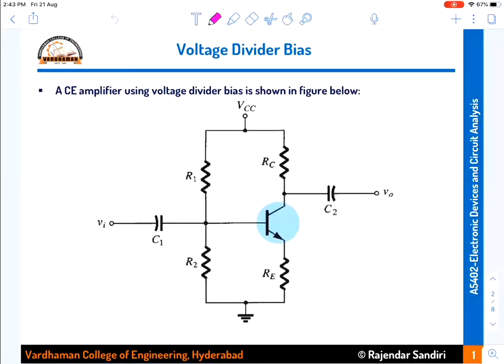A CE amplifier using voltage divider bias is shown in the figure below. Here the biasing elements are R1, R2 and RE, and the remaining RC is your load resistor. The transistor is there, the input is AC VI, and the output is AC V0, and these are connected to the transistor circuit by the coupling capacitors C1 and C2, and the biasing DC voltage is VCC. So this is the circuit diagram.